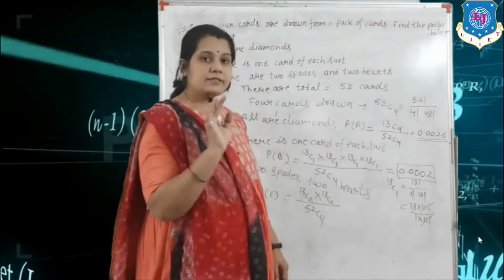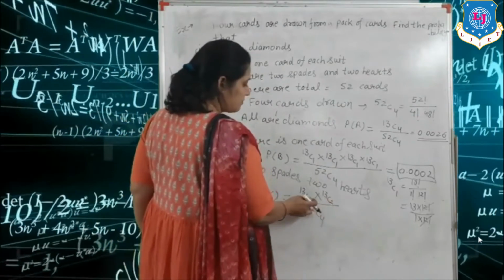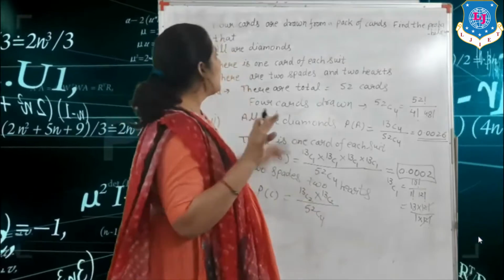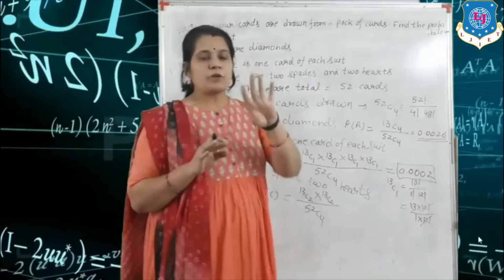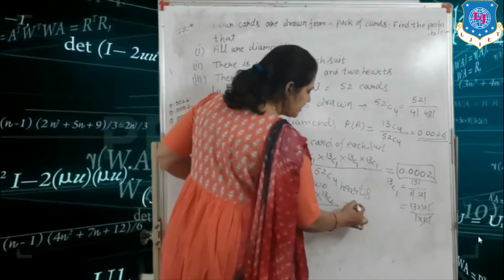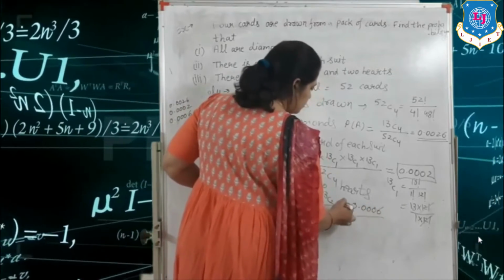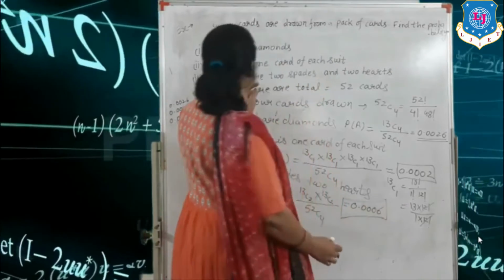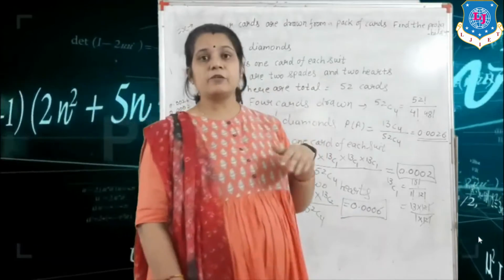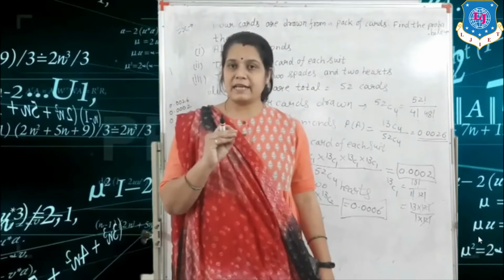If you have any confusion, first in the suffix form you sum all these, so 2 plus 2 is 4, and we randomly select 4 cards. After solving this term we get the answer 0.0006. This is the answer for two spades and two hearts, that means the probability of getting two spades and two hearts.